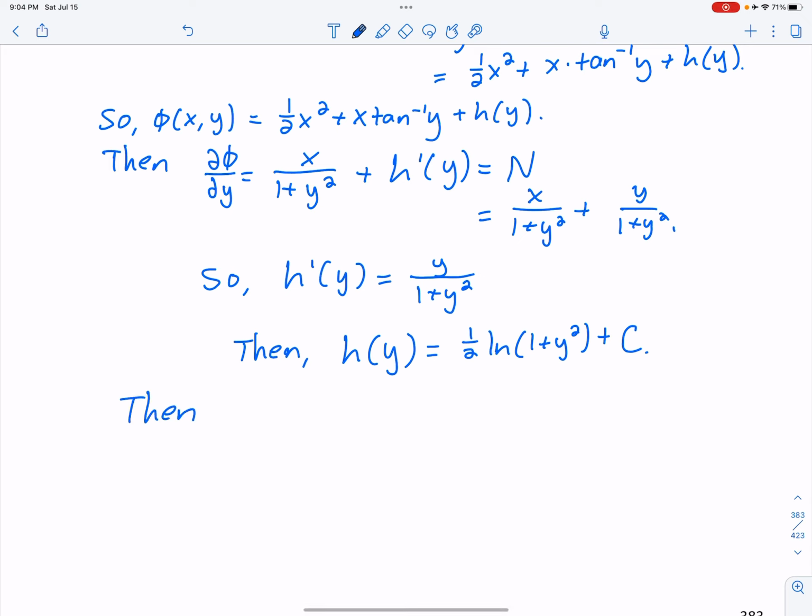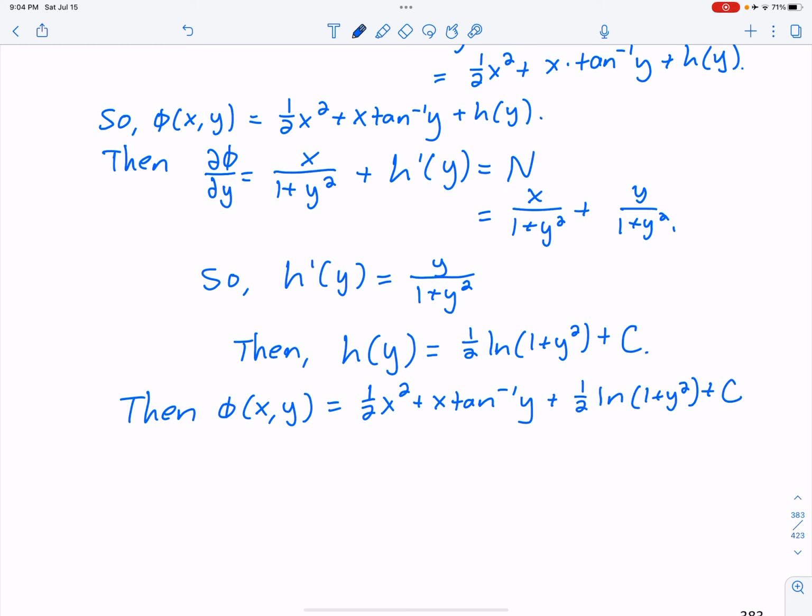So, with that, I like to rewrite my phi of xy. I think we have the function. We have 1/2 x squared plus x inverse tan of y plus 1/2 ln of 1 plus y squared plus c. All right, now we have our potential function. Then we can find work. Work is the line integral over the conservative vector field dotted with dr. And that's just phi of 1, 1, which is the point B that they gave us, minus phi at the initial point, 0, 0.